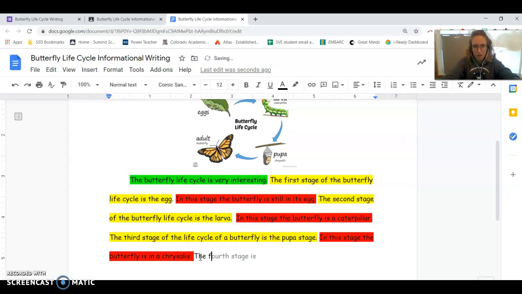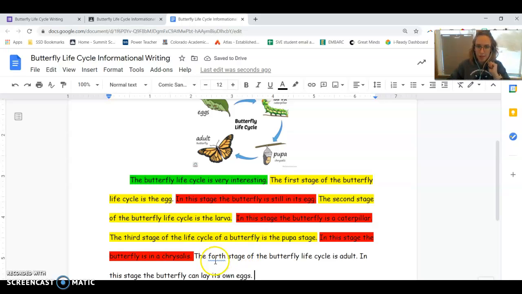The fourth stage of the butterfly life cycle is adult. In this stage, the butterfly can lay its own eggs. Bada bing. Oh, and look at that.